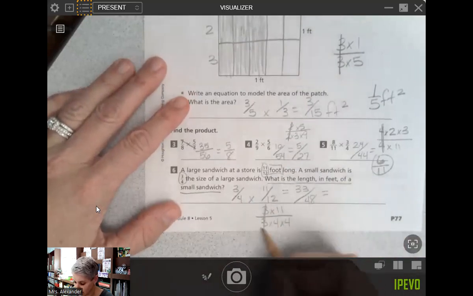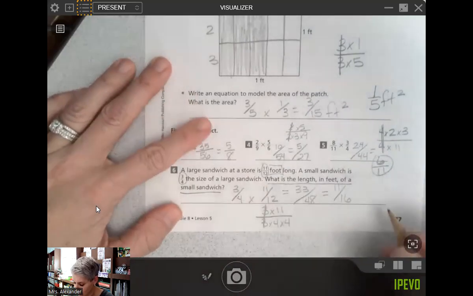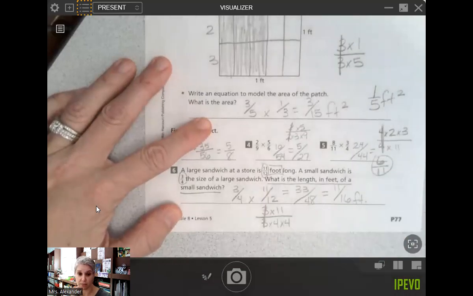33/48 can be divided by 3, and we would get 11/16. And we're talking about of a foot. So I'm going to make sure I label it.